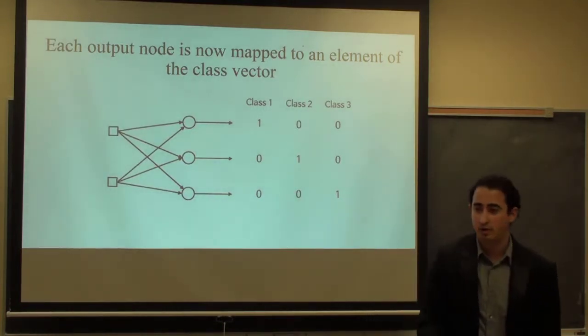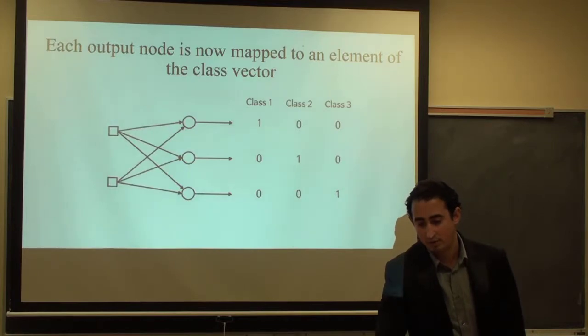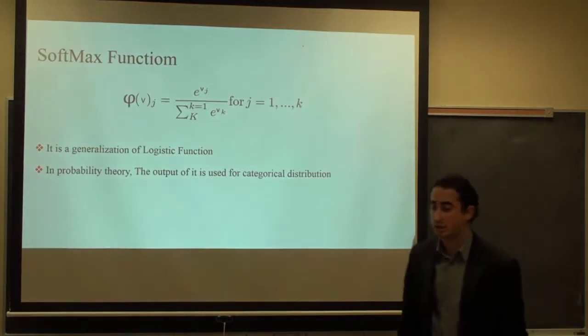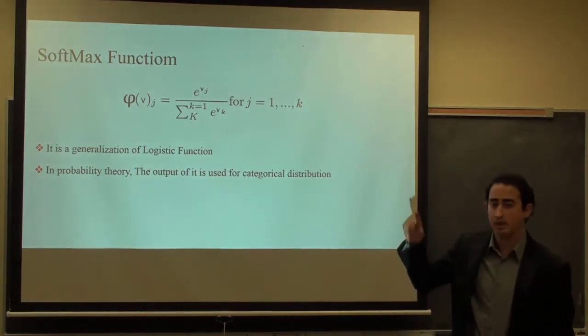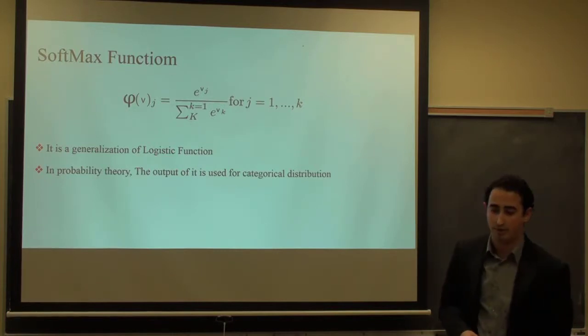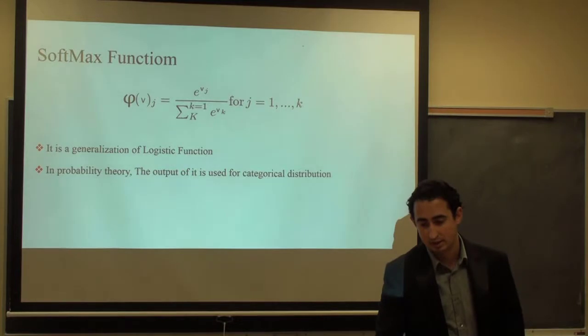So for deep learning, we're using the softmax function as the activation function. How does the softmax function look? This is the general formula: the exponential of the local field over the sum of the exponentials of the local fields. It's a generalization of the logistic function that we covered last time.